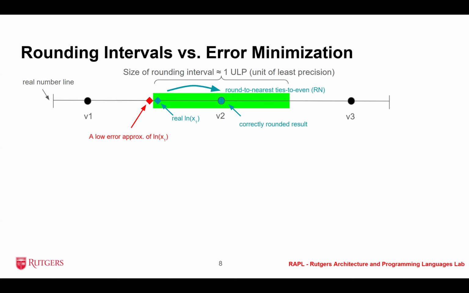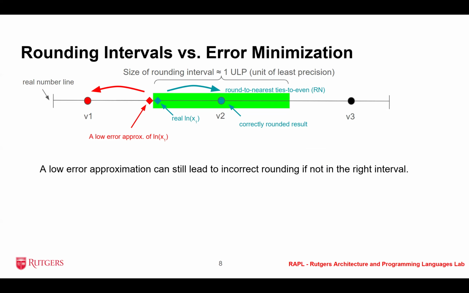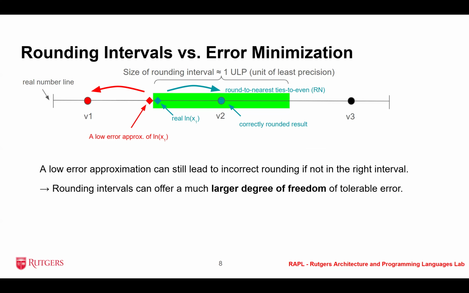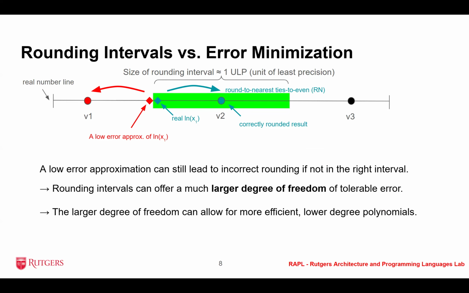Now, even in spite of the small amount of error, it is still possible that your approximation's output is on the wrong side of the rounding decision boundary. In such a case, your approximation will be unable to produce the correctly rounded result. This example shows that rounding intervals offer a much larger degree of freedom of tolerable error as it pertains to correct rounding than what is available under conventional error minimizing approaches. This large degree of freedom for error can allow for low-degree polynomials with low evaluation overheads. And this example also shows that when it comes to correct rounding, the real results are ultimately a means to an end and not the ultimate objectives themselves.